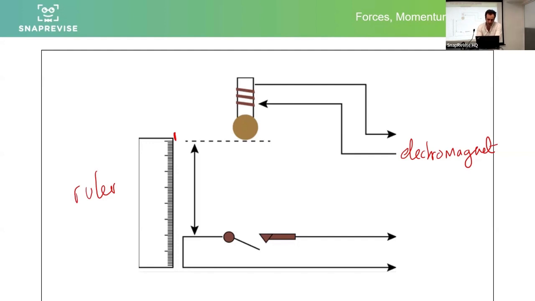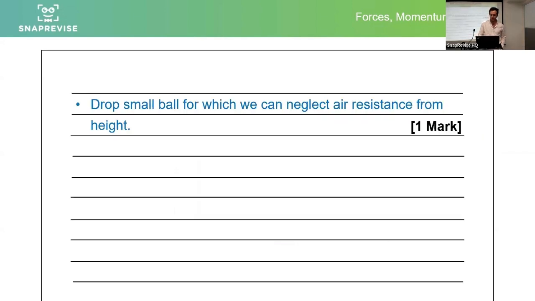Right, in this setup, this looks to me at the bottom like a light gate, or it's linked to a timer. So we'll trigger our ball's fall from rest using an electromagnet, and it will fall and break our light gate, and that will set off our timer.